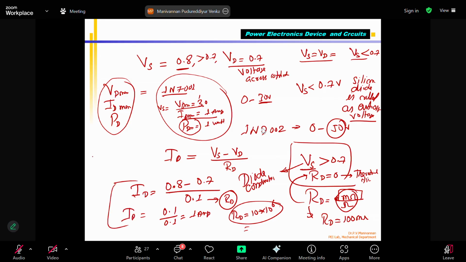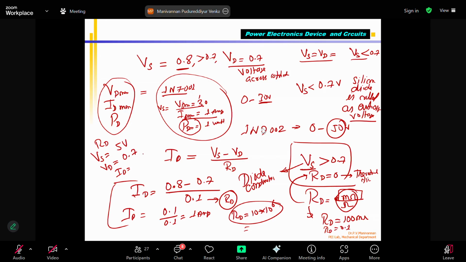Instead of that, if I say my VS equals 5 volts, what is my VD? As long as the voltage is above 0.7, whether 0.8, 1, 2, 3, 4, 5, the VD will be 0.7. So my VD is 0.7. My ID equals, once the diode starts conducting, the RD I told you is 100 milliohms, nothing but RD equals 0.1 ohms for this particular diode in the conducting state.